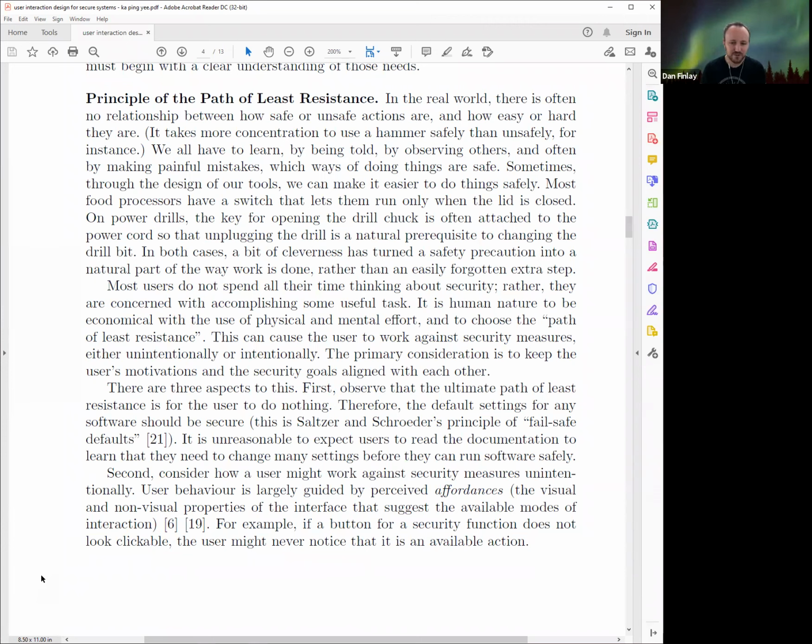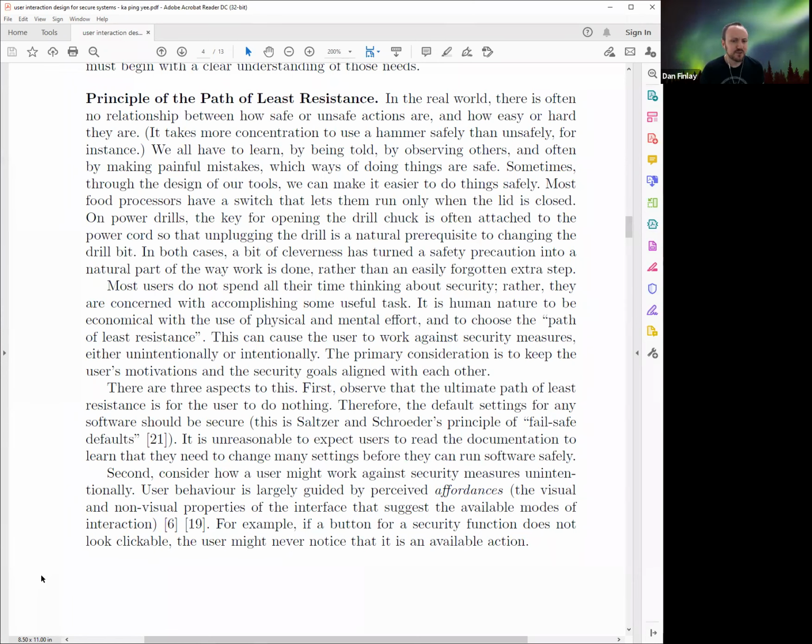First, observe that the ultimate path of least resistance is for the user to do nothing. Therefore, the default settings of any software should be secure. This is Saltzer and Schroeder's principle of fail-safe defaults. It is unreasonable to expect users to read the documentation to learn that they need to change many settings before they can run software safely.